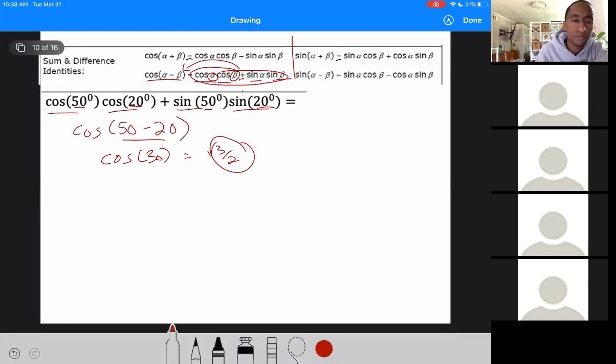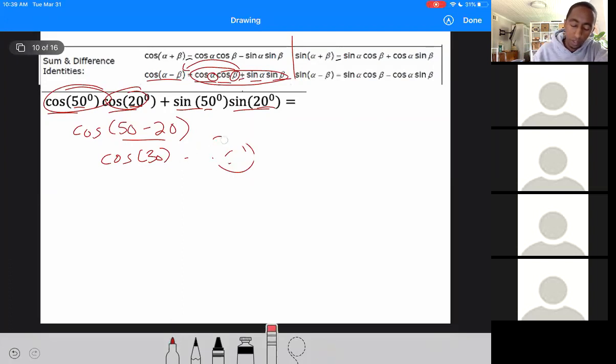A lot easier. Because instead, you would have to do the whole long formula to find cosine of 50. Then for cosine of 20, you would have to do the whole sum and difference again. And you would have to do that multiple times, but it's easier if you can see the pattern, just combine all of this using the difference identity there, and then you get cosine of 30, which is square root of 3 over 2, sorry.